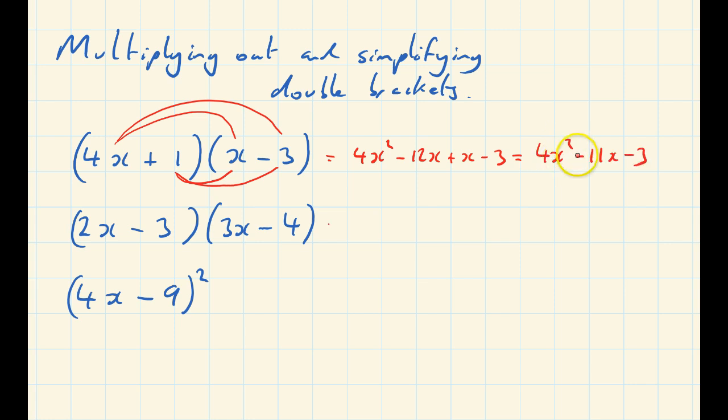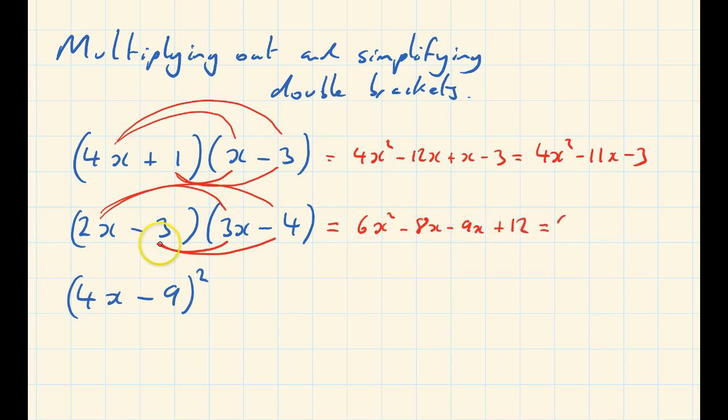Next one, 2x times 3x, 2 times 3 is 6, and then do the x's, x times x is x squared. 2x times minus 4 is minus 8x, and then I've got minus 9 more x. I've got minus 3 times minus 4, minus times minus is a plus, so it's plus 12. Simplify that, I've got 6x squareds, I've got minus 8x and then minus 9 more of them, so that'd be minus 17x's, and then plus 12.